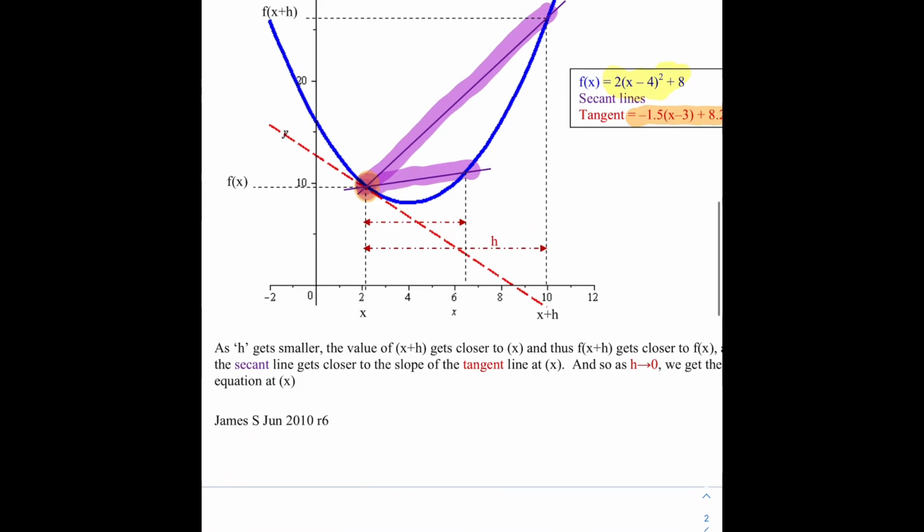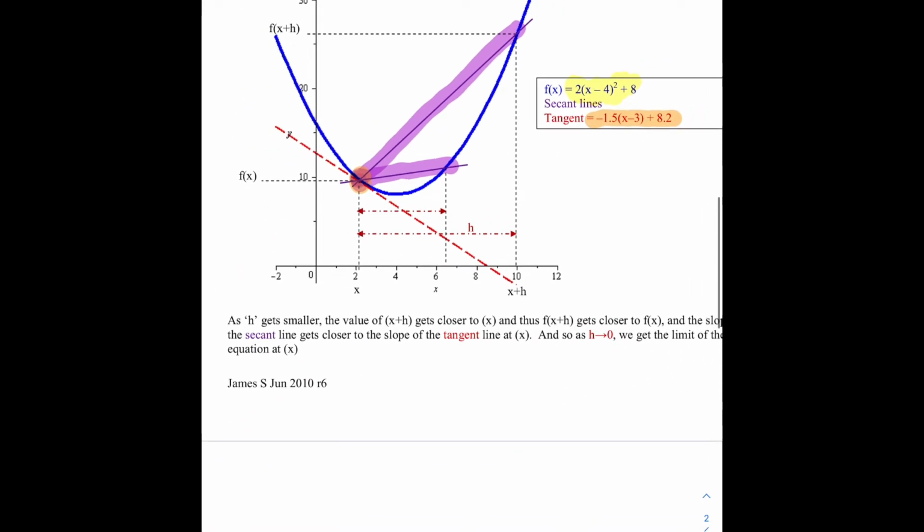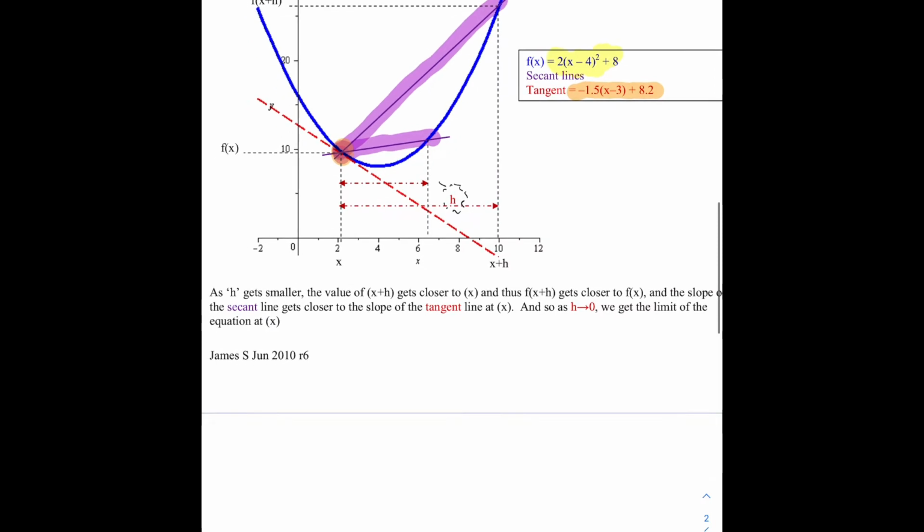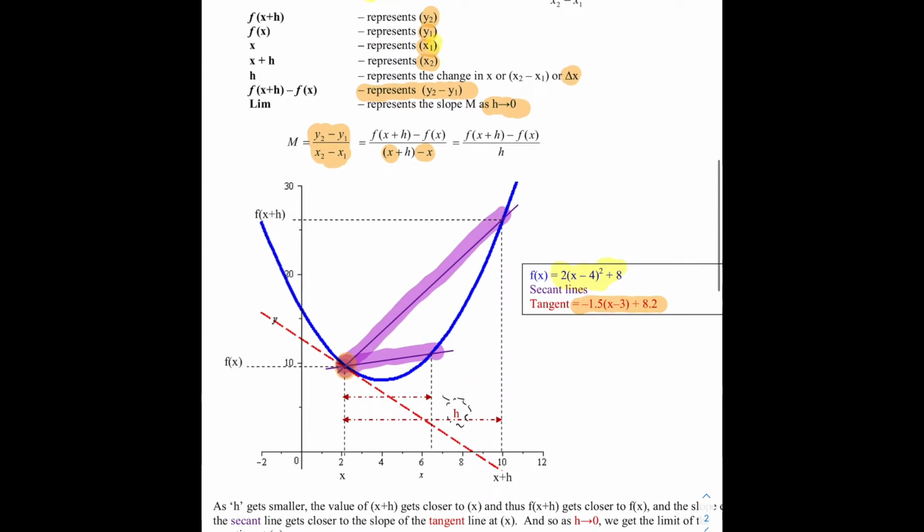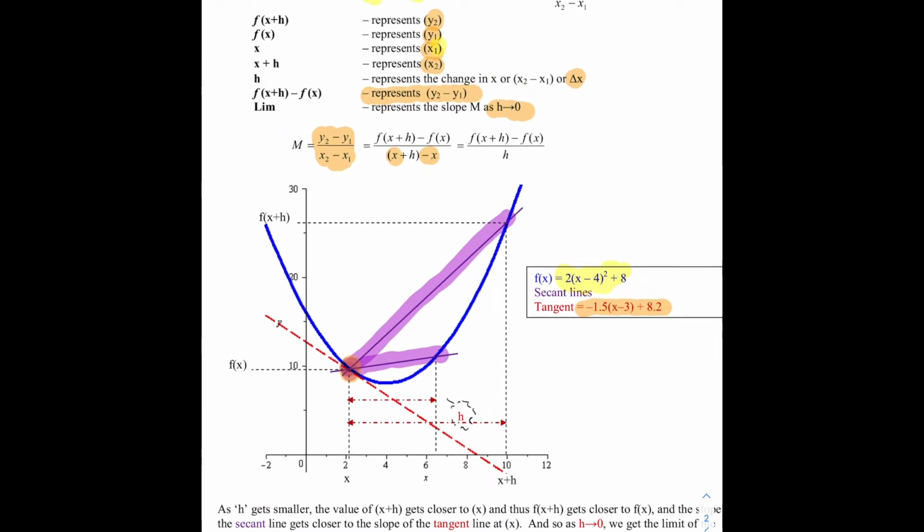So let's take a look. As h gets smaller, h is this down here, as h gets closer and closer, we find that the slope of the secant line gets closer to the slope of the tangent line. So if we want to find the slope as h approaches 0, we get the limit of the equation. So again, what's our process? We are given the function.